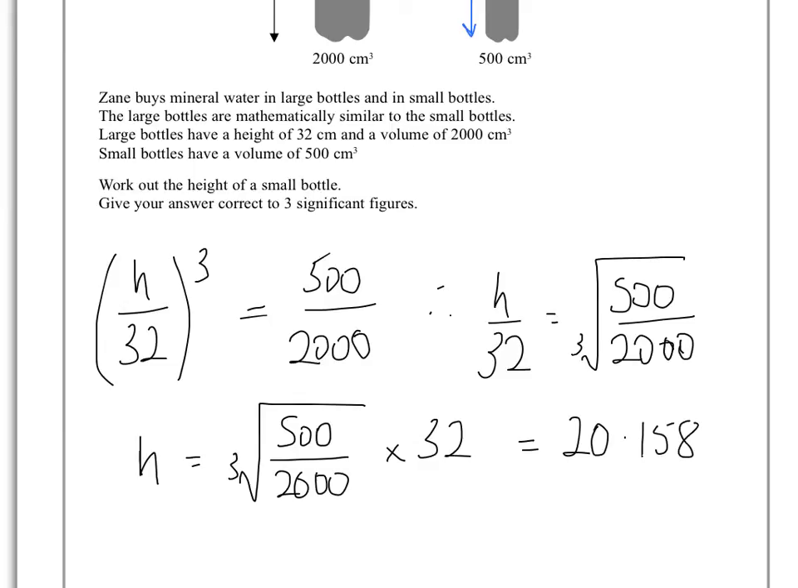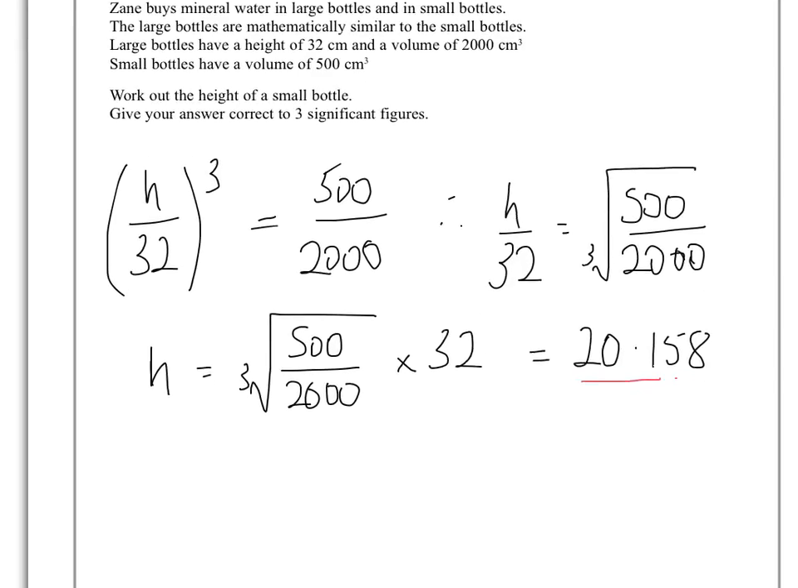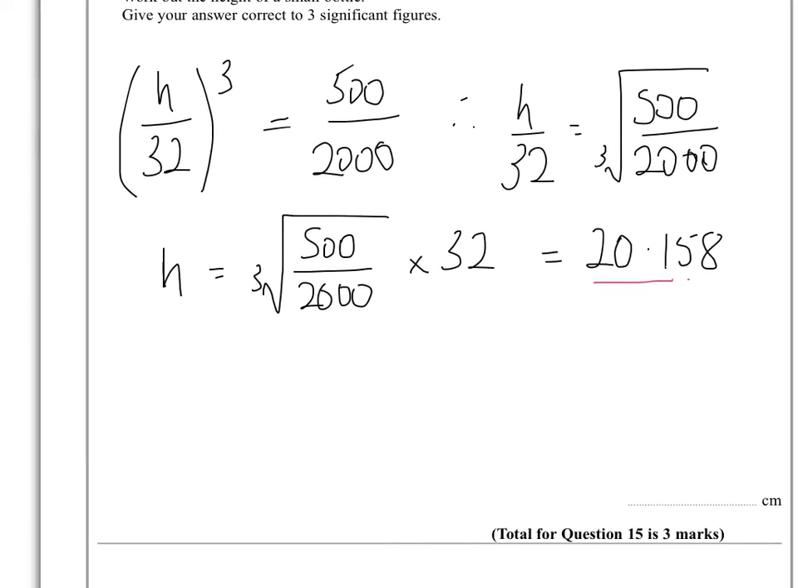When you put that into your calculator, you will get 20.158. The question asks us to give the answer correct to three significant figures. So that is 1, 2, 3. Because there's a 5 before, we'll round that up. So the height of the small one will be 20.2 centimetres.